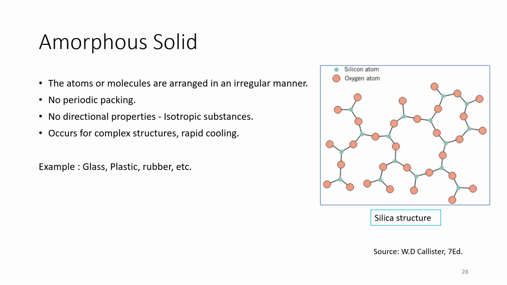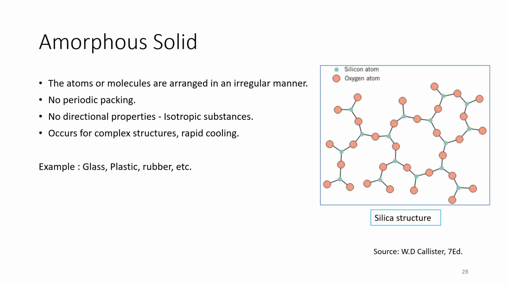Next is amorphous solid. In this case, the atoms or molecules are arranged in an irregular manner. These don't have any periodic packing and no directional properties. These are isotropic substances, and it occurs in the case of complex structures. For example, if you have more than 3 or 4 metals combined in an alloy, then if you solidify it, it's more likely to solidify in an amorphous nature.